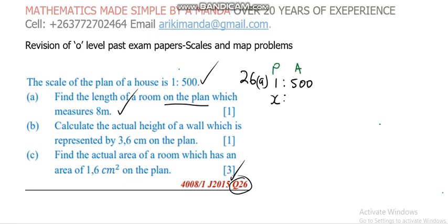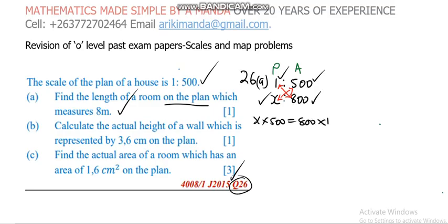We cannot write 8 meters in the mathematics that we're solving. We convert 8 meters into centimeters. 8 meters is equal to 800 centimeters. And how do we do it from here? We solve it. We cross multiply. We multiply this x and this 500, and then we equate it to 800 multiplied by 1. So x multiplied by 500 is equal to 800 multiplied by 1.